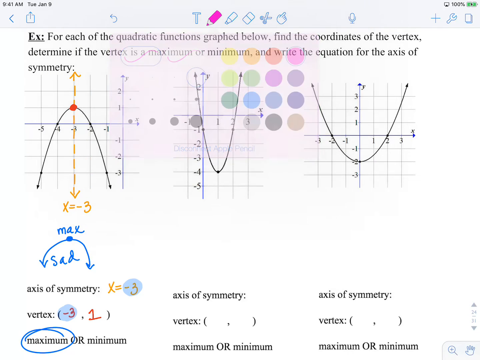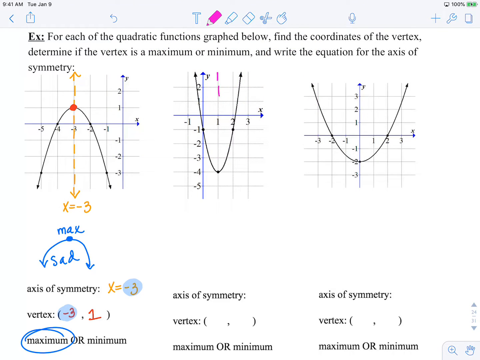Looking at the next example, I can eyeball and see this axis of symmetry, this vertical line, x equals 1. Remember, my vertex is the one point of my parabola that falls on that axis, 1, -4. And notice this x value is the same x value as my vertex.